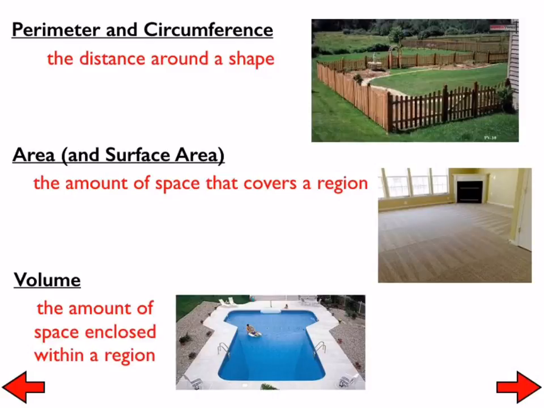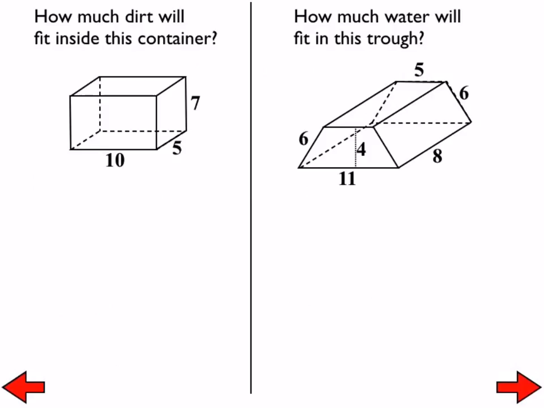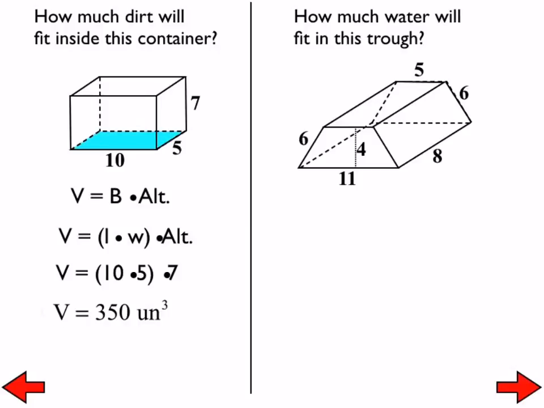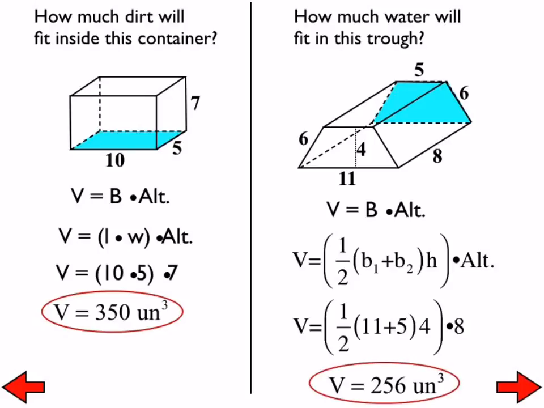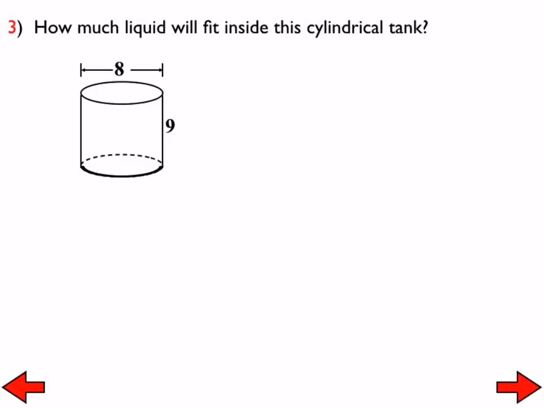And so before I have you try the next problem, some things that I've alluded to. How much dirt will fit inside that rectangular prism? That's an example of volume. Of course, we would just need to find the volume of it to figure that out. How much water will fit inside of that water trough right there, that trapezoidal prism-shaped water trough? That's an example of volume. And so the next question is, how much liquid will fit inside this cylindrical tank? Figure that out, please.